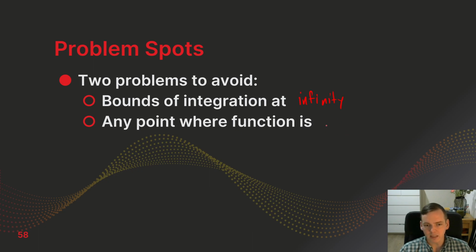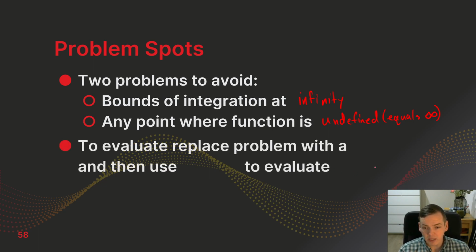The second is if there's any point where the function is undefined or equals infinity. So we have these problems if one of our bounds is infinity or if somewhere in our function it goes off to infinity. So to evaluate this, we replace the problem, wherever that problem is, with a variable and then use limits to evaluate.